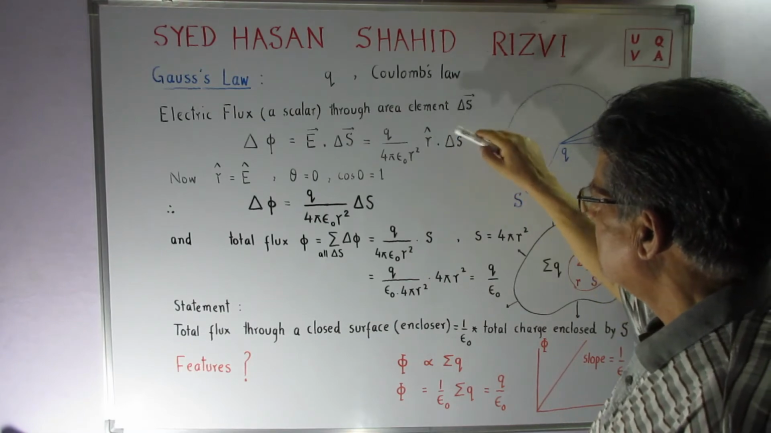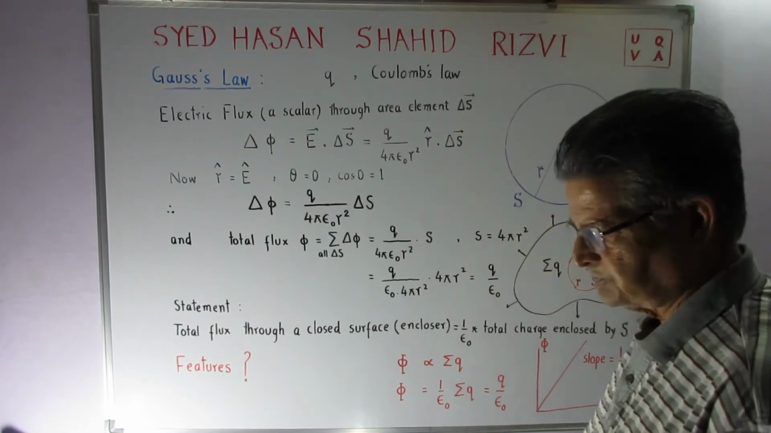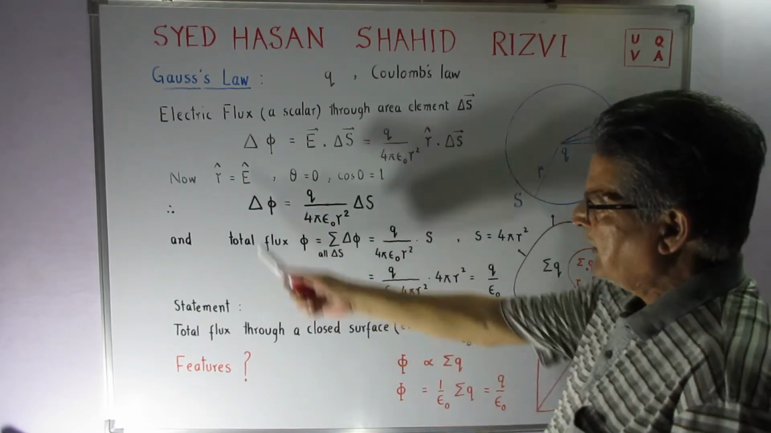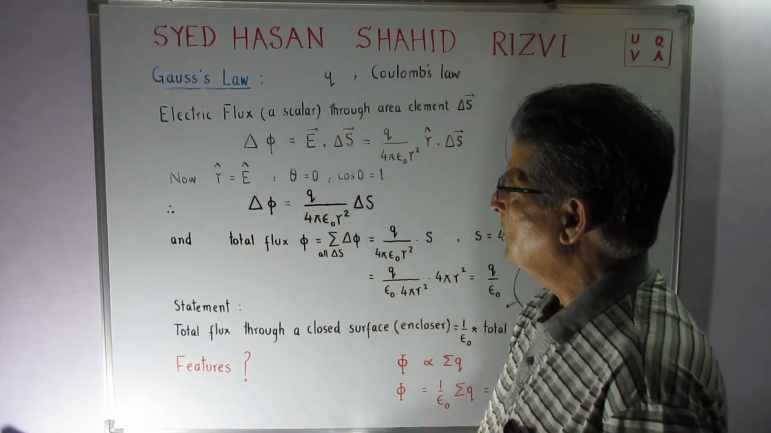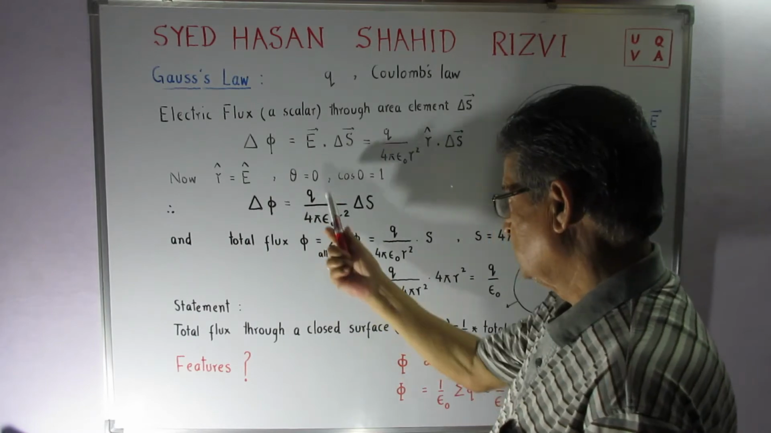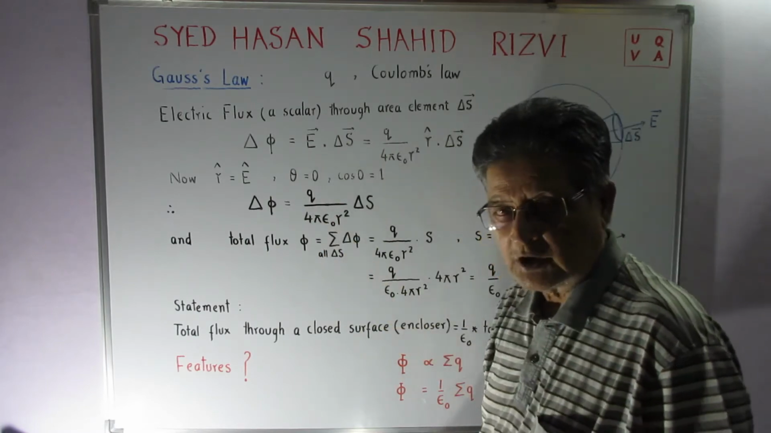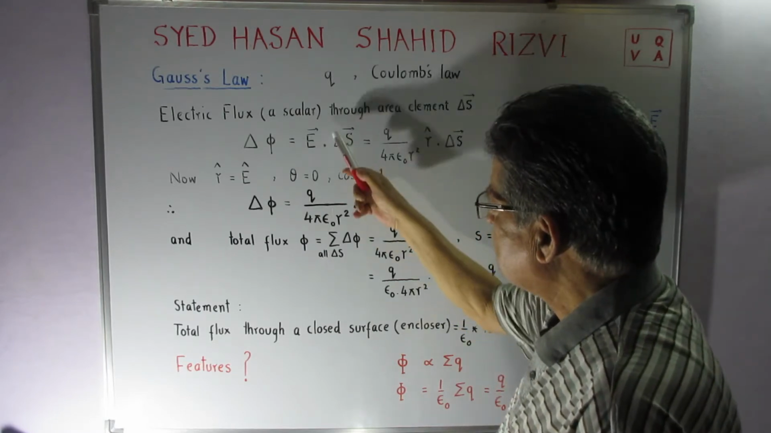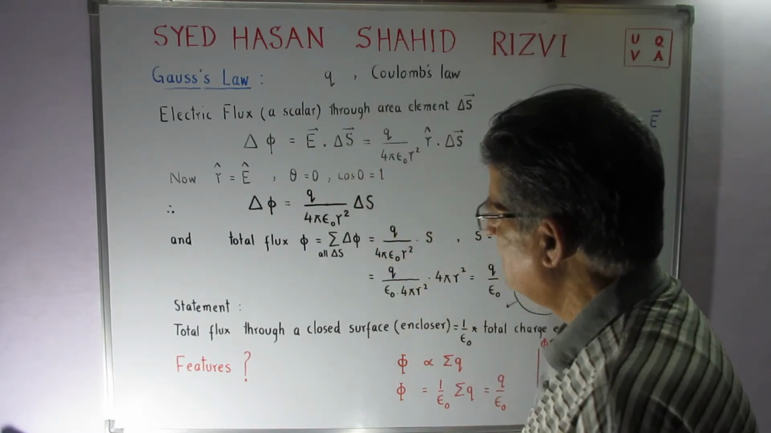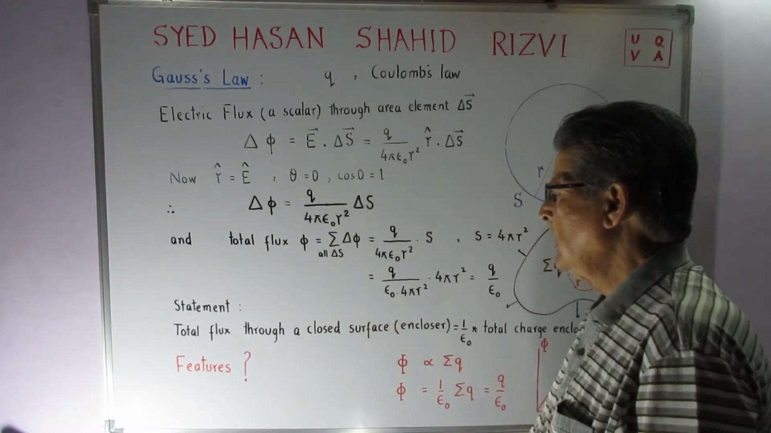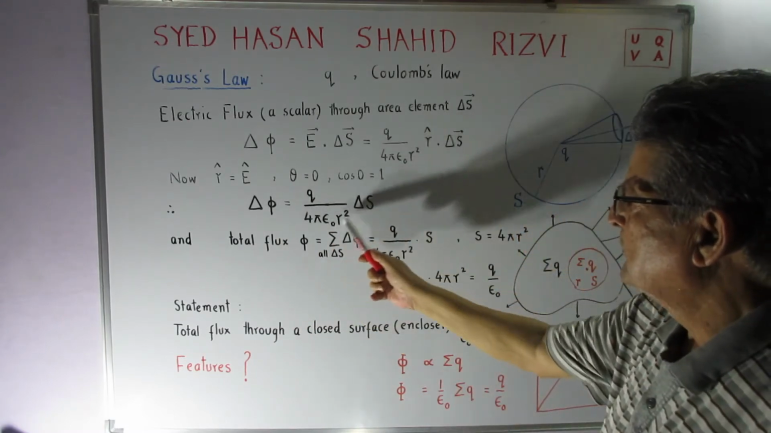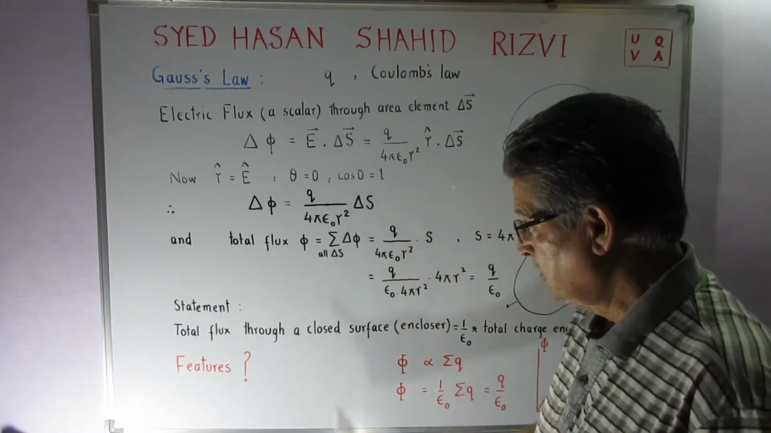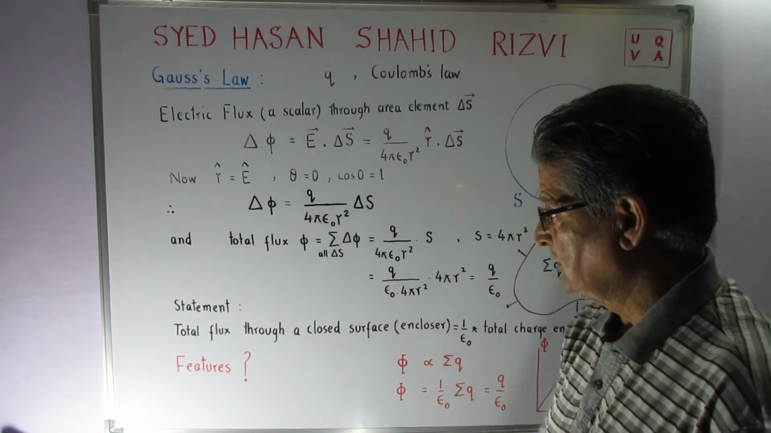And everywhere they are both in the same direction, which I have written as R cap is equal to E cap, and therefore theta is equal to 0, and cos of 0 is equal to 1. We know this. Therefore this expression becomes delta phi is equal to Q upon 4 pi epsilon naught R square into delta S. No vectors on this side, no vectors on that side.